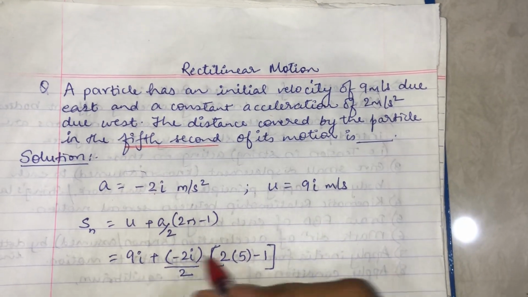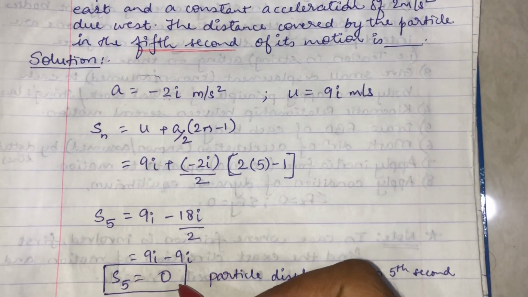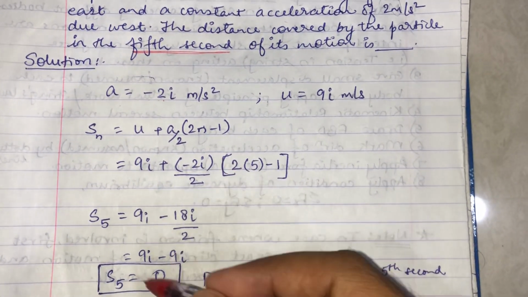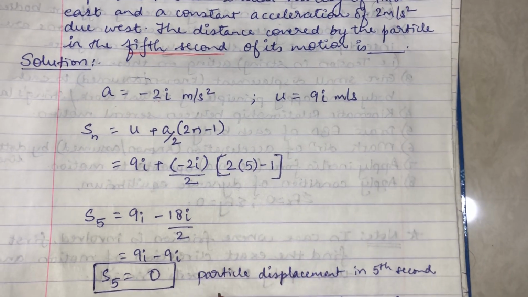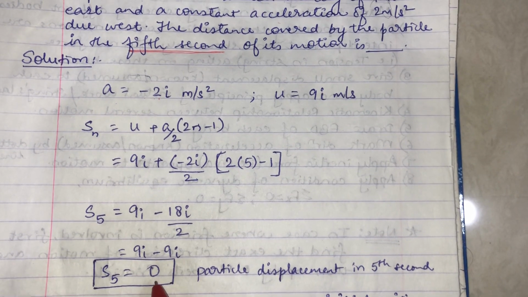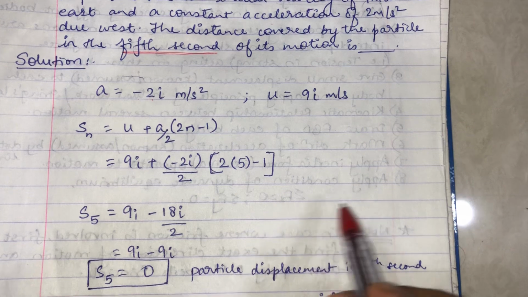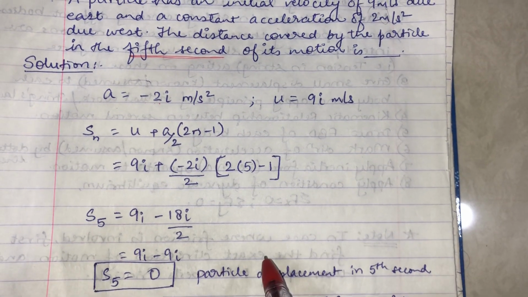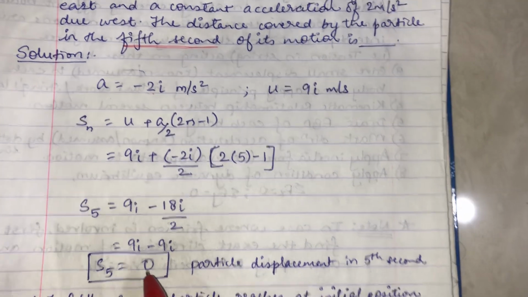If we substitute that, we'll be getting S5 is equal to 0. If we substitute all the values, we'll be getting 0. What does this mean? The particle displacement in fifth second is 0. It means it started from its initial point and then once again came back to its initial point. That's why the value is 0.